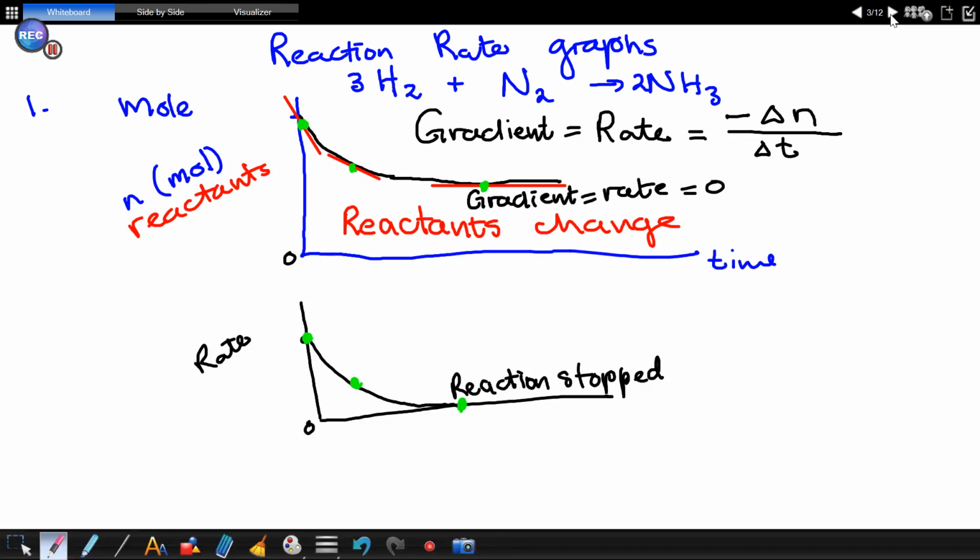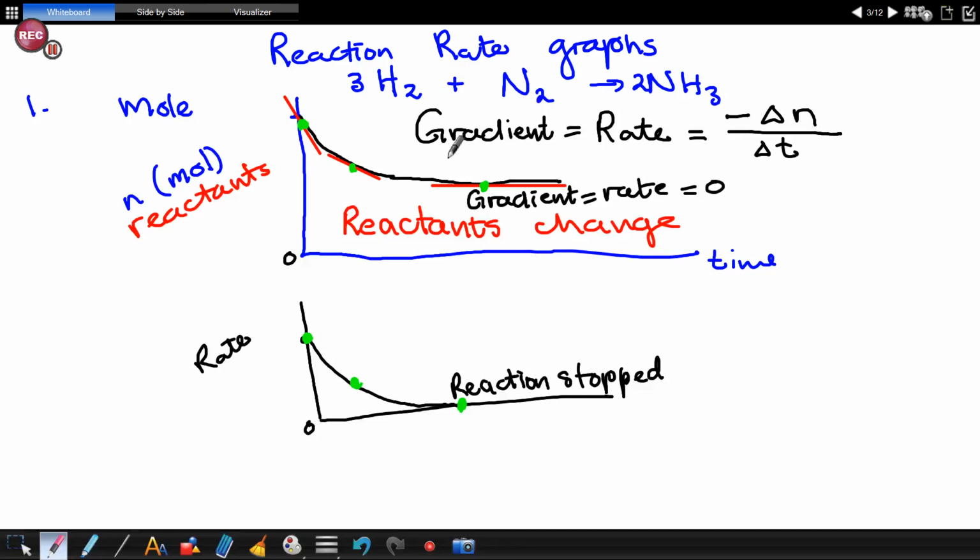Okay, can I go to that next slide? So ma'am, if this was the one for the reactants, why does it have a negative? Because these gradients of the tangents are negative. They slope down. From left to right, they slope down.